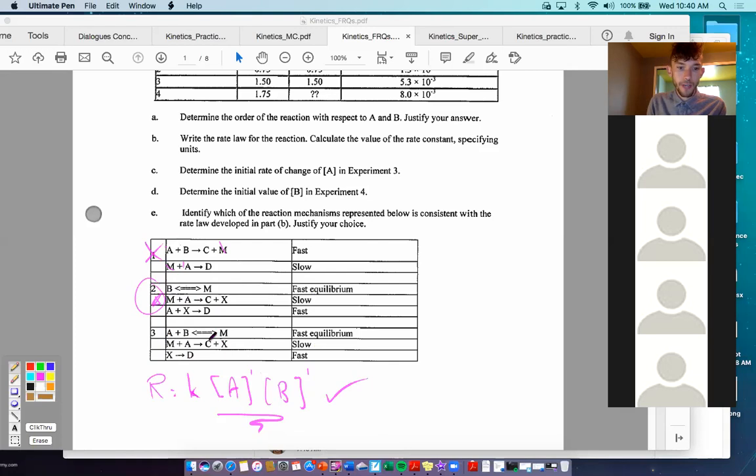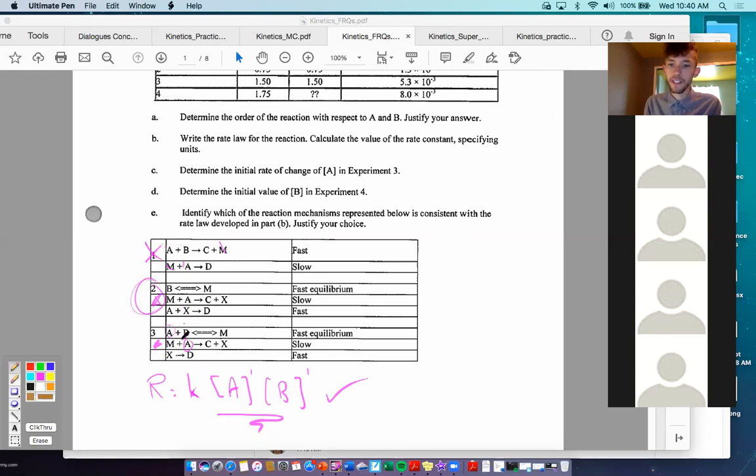Mechanism 3, here's my rate determining step right here. Once again, we can see that it has 1 mole of A, and it has an intermediate. Where did the intermediate come from? It came from this fast equilibrium step, which has 1 mole of A and 1 mole of B. So overall, that would get me 2 moles of A and 1 mole of B, which is not consistent with the rate law. So the answer here is 2.